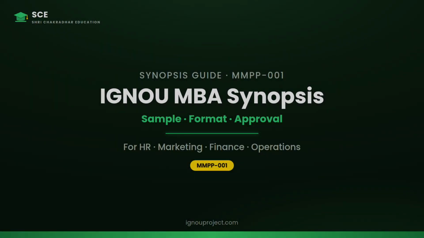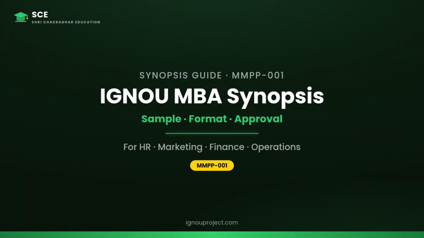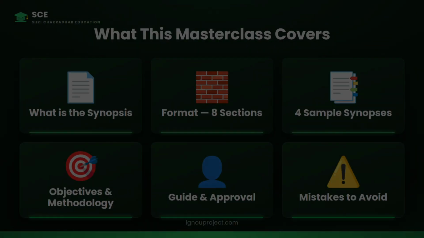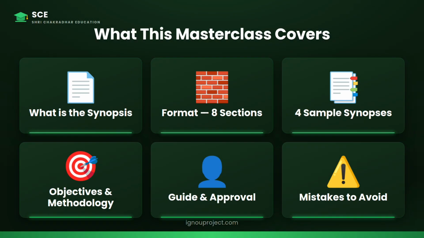Welcome to the most complete guide to the IGNOU MBA Project Synopsis. In this masterclass, we cover everything you need for MMPP-001. What the synopsis is, the exact format with all 8 sections, 4 complete sample synopses across HR, marketing, finance and operations, how to write strong objectives and methodology, the project guide requirement, the full approval process, and the mistakes that get a synopsis rejected. By the end, you will be able to write an approval-ready synopsis yourself.